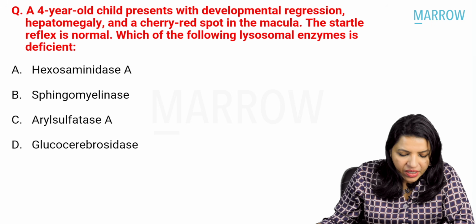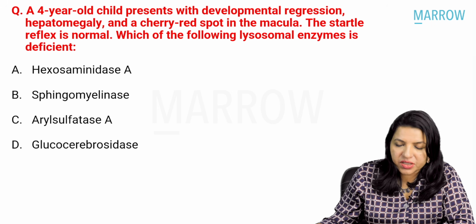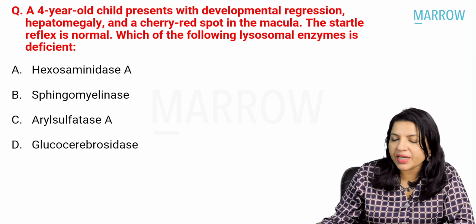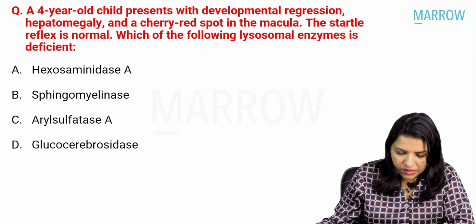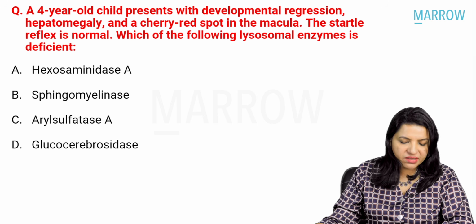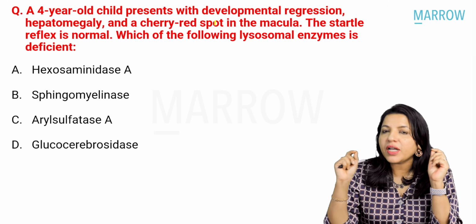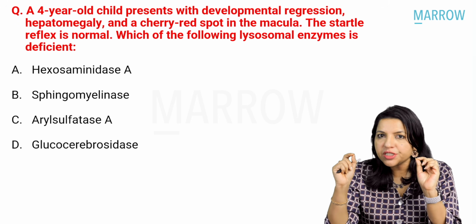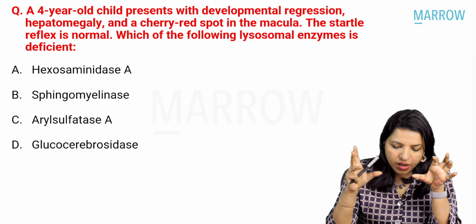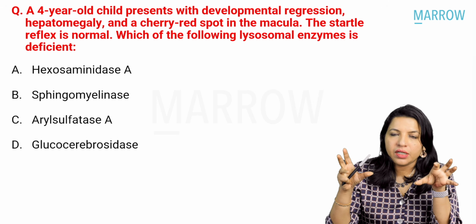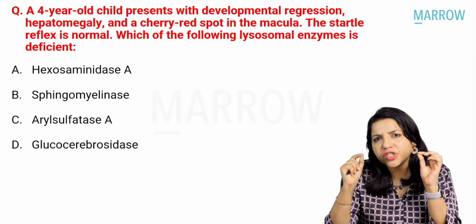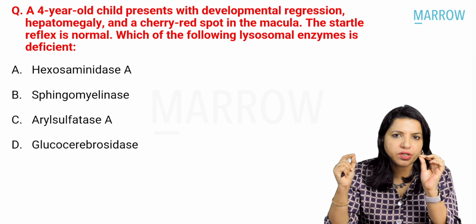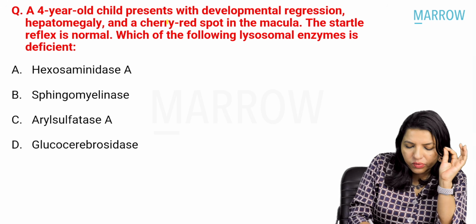Question number one: a 4-year-old child presented with developmental regression, hepatomegaly, cherry red spot. The startle reflex is normal. Which of the following lysosomal enzymes is deficient here? Before analyzing the answer, let me tell you how to approach such questions. When you see this question, the first thing that should strike you is the unique feature of the metabolic disorder. That is the clue given here.